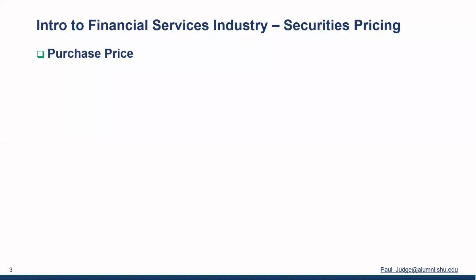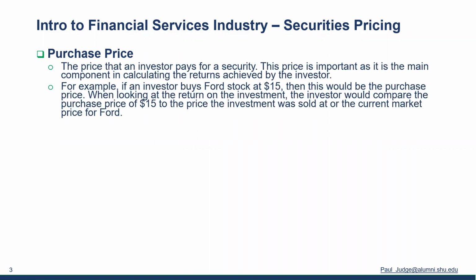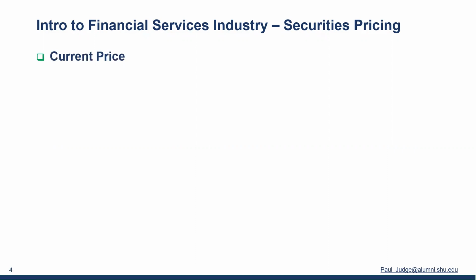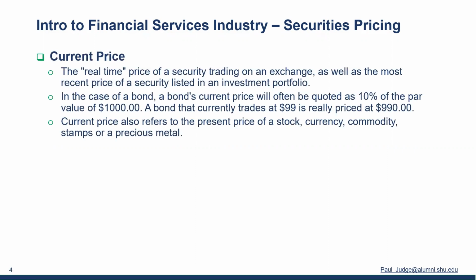So I wanted to go through this again. When someone says price, especially when you're looking at databases and somebody asks what the price field is, price means different things. There's the purchase price, which is the price an investor paid for a particular security. There's the market price, which is the current price available in the market. There's the current price, being the real-time price of a security trading on an exchange.